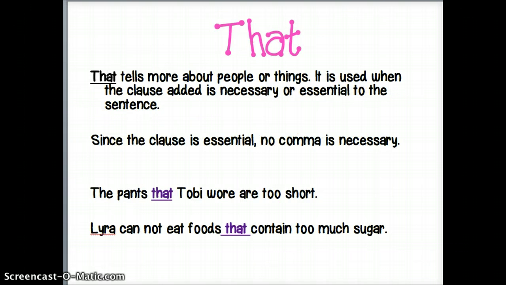That tells more about people or things. It is used when the clause added is necessary or essential to the sentence. Since the clause is essential, no comma is necessary. The pants that Toby wore are too short. Lyra cannot eat foods that contain too much sugar.